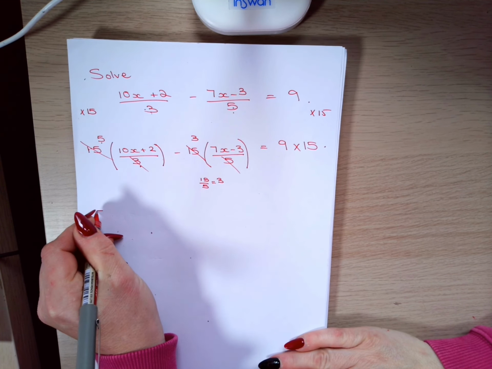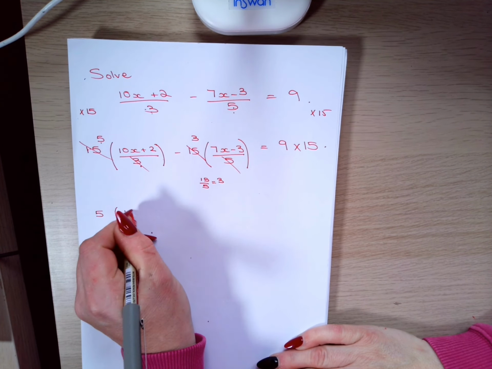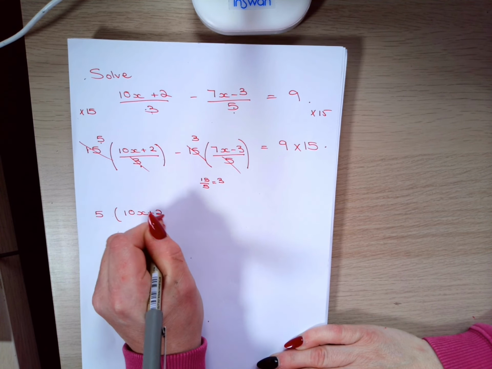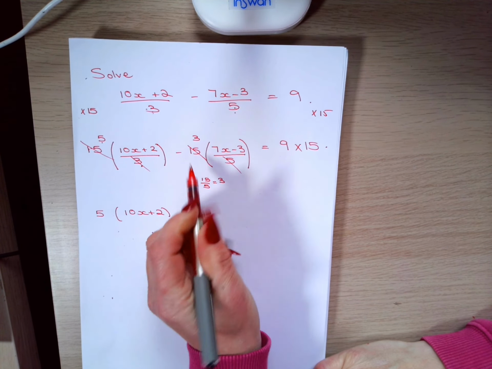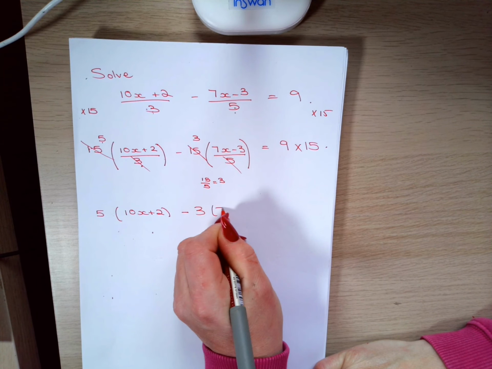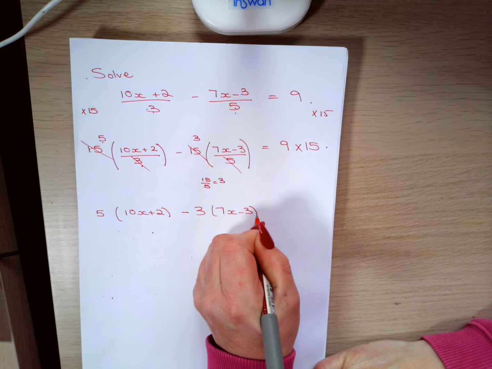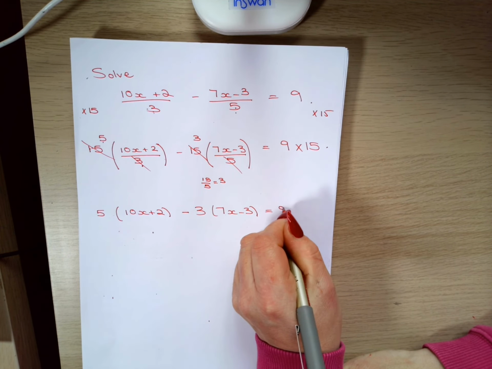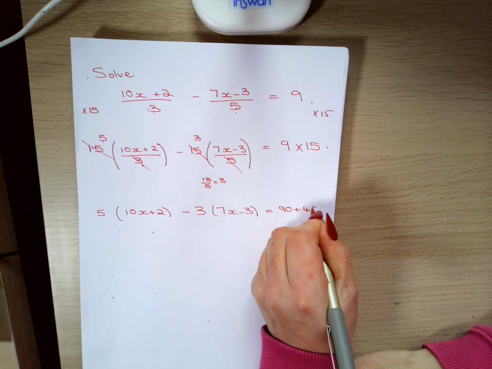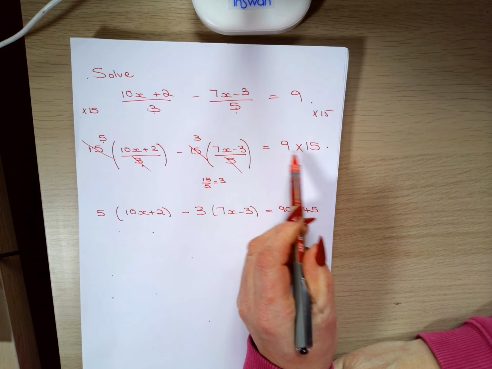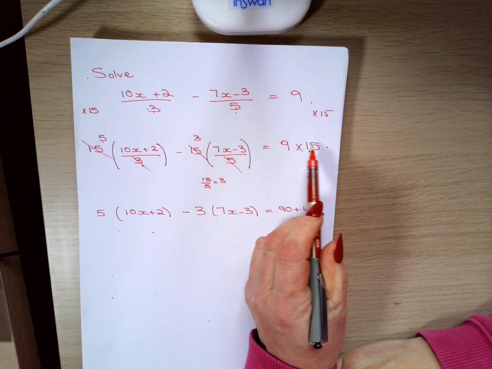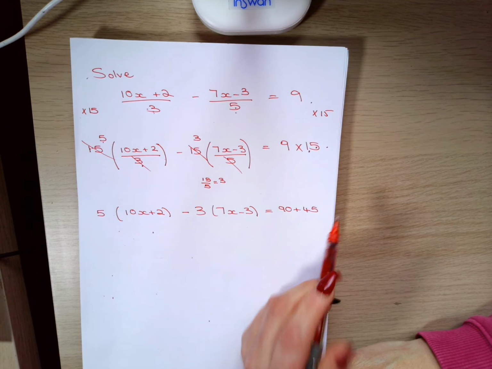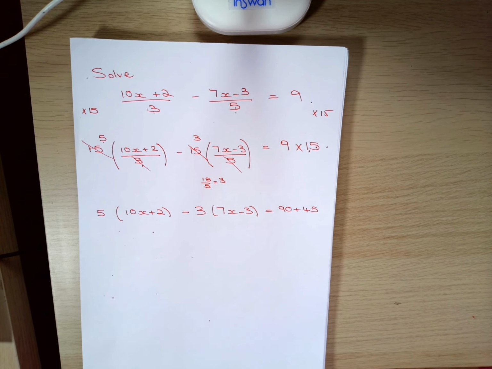So on the next line, you've got 5 lots of 10x plus 2 minus 3 lots of 7x minus 3 equals then 9 lots of 15. So that's 90 plus 45. Just a little way we can do it: 9 times 10 and 9 times 5. So we're just adding those two together. We can do the rest of that in a minute.